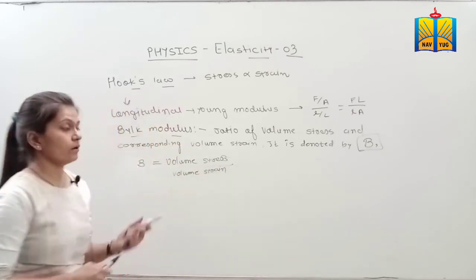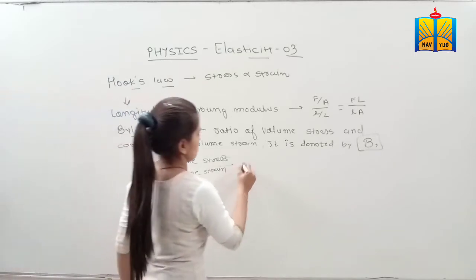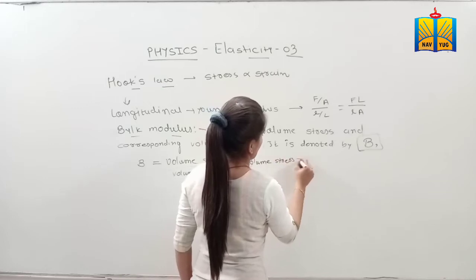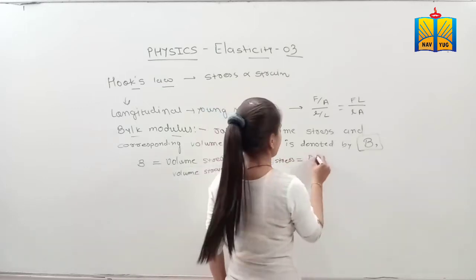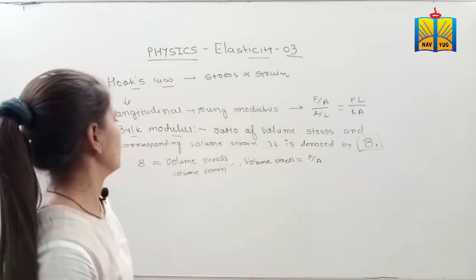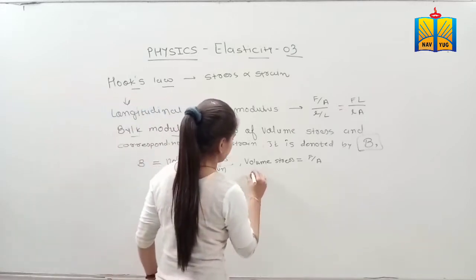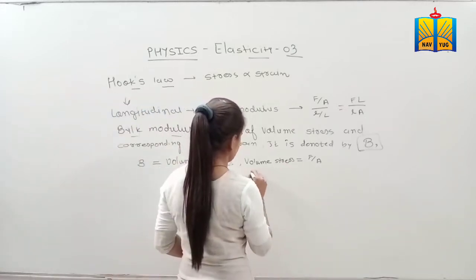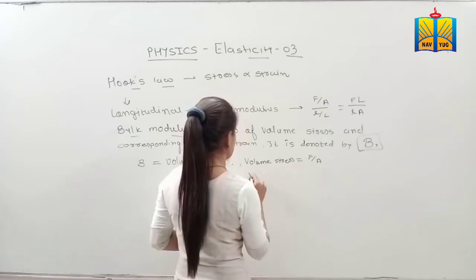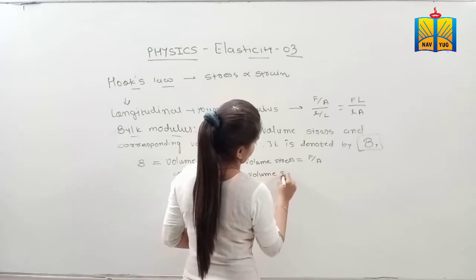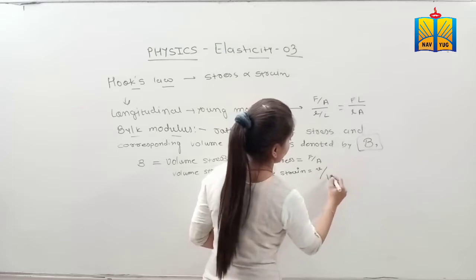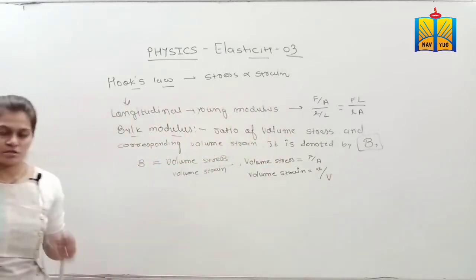Right? Now if we write the equation of volume stress individually, what will it be? Volume stress is equal to force divided by area, same as before, force upon area. Now another equation, for volume strain. Volume strain is change in volume divided by original volume. Same as we did last time, in the same way we take it here.